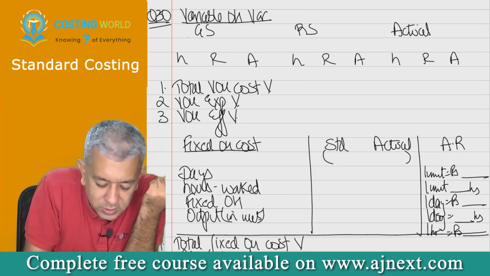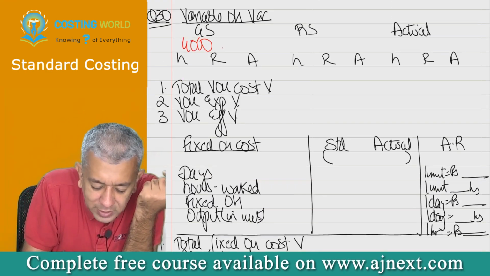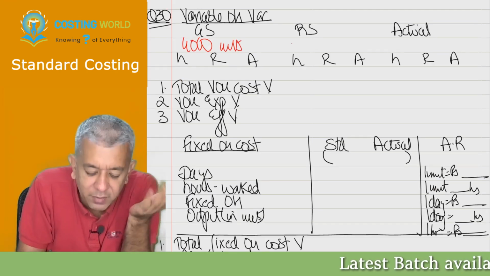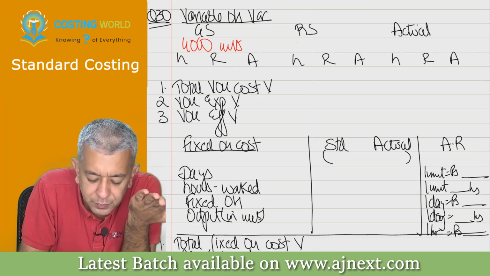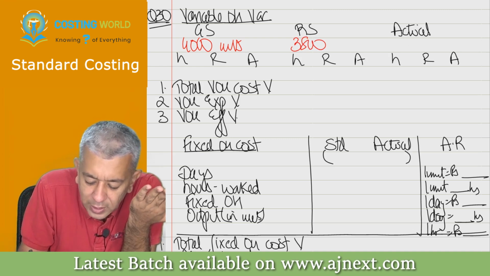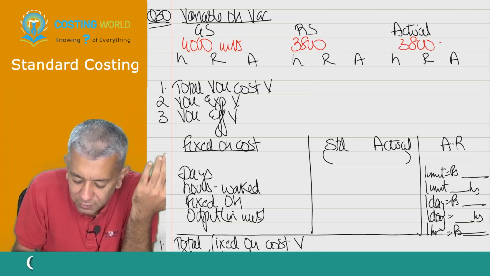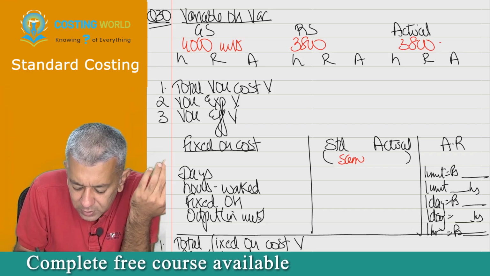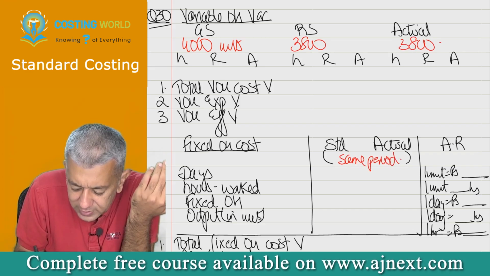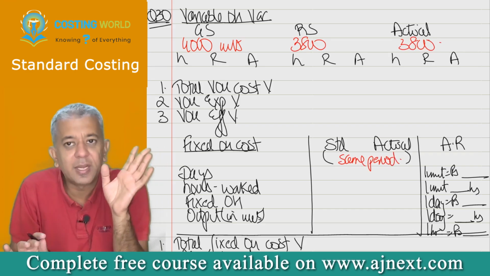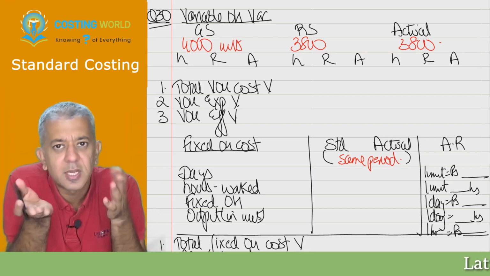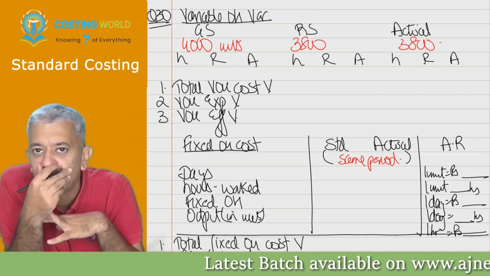So for variable overheads, it is 4,000 units, but you will make a revised standard for 3,800. Okay, that is one thing. Apart from that, for this data we don't know the period. So therefore, we will be writing same period. And for this, whatever data is given, all those particular things, directly you can try to be posting.